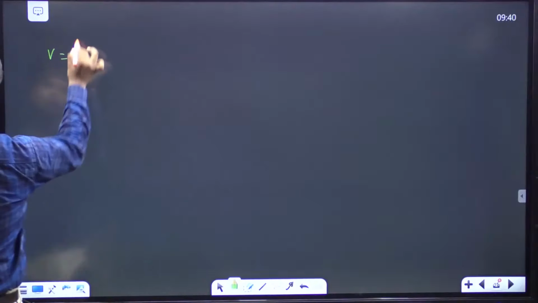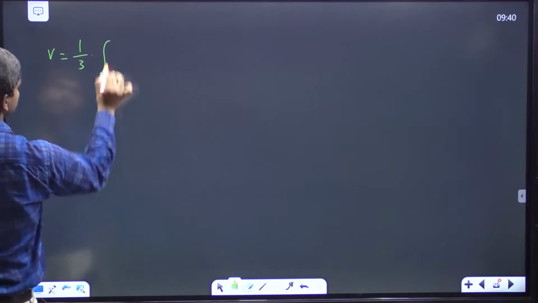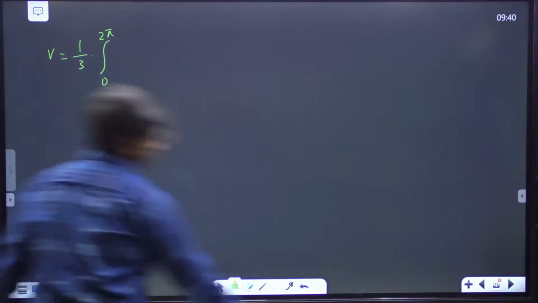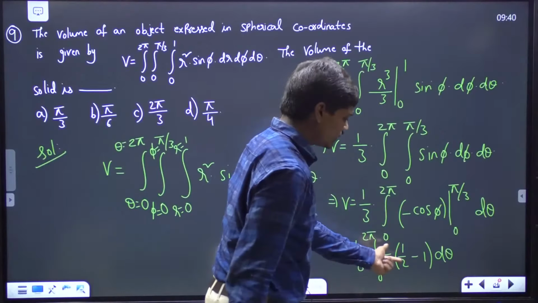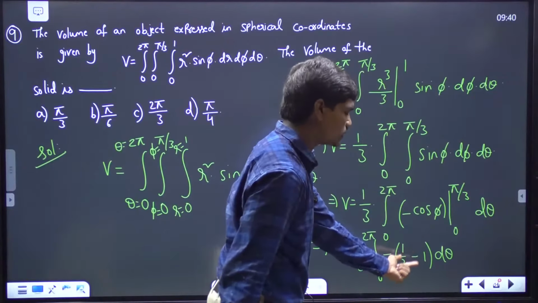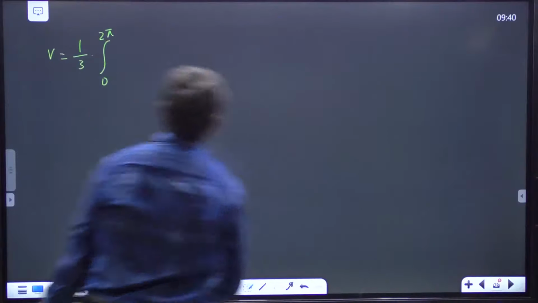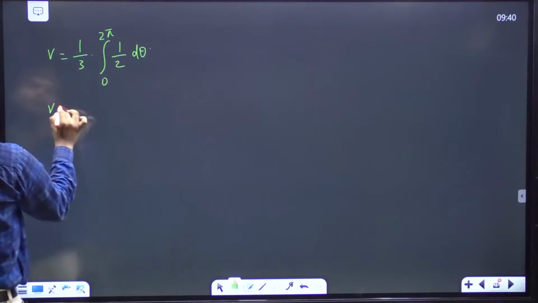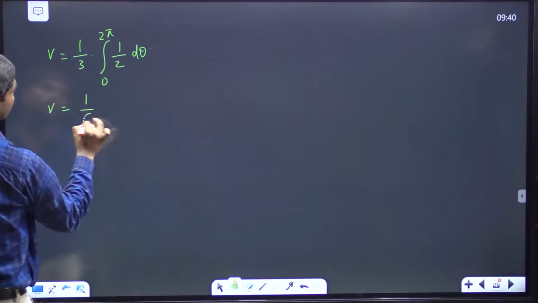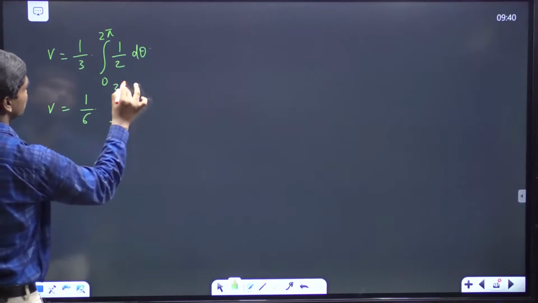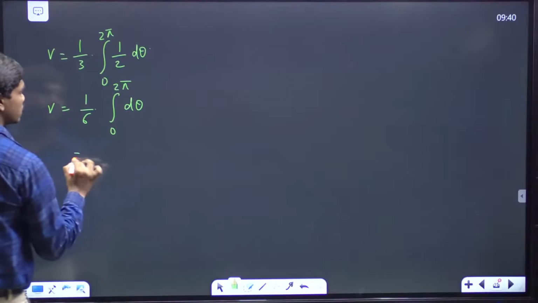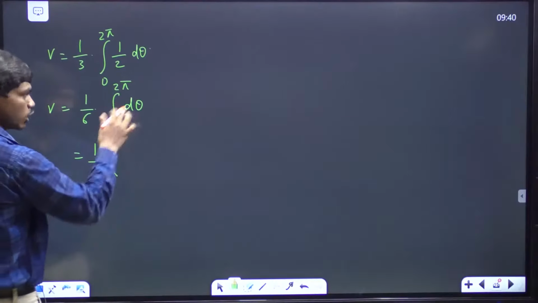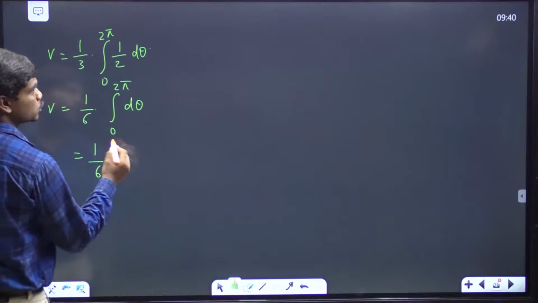Which means now you have v is equal to 1 by 3 into integral 0 to 2 pi. See here clearly, this is minus of 1 by 2 minus 1, which is minus 1 by 2, so minus of minus 1 by 2 is 1 by 2. So we can write 1 by 2 d theta. So now v is equal to, this 1 by 2 is a constant, so 1 by 6 into integral 0 to 2 pi d theta. This is equal to 1 by 6 into integration of d theta with respect to theta, which is 2 pi.